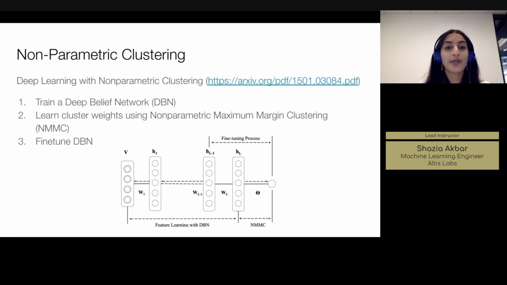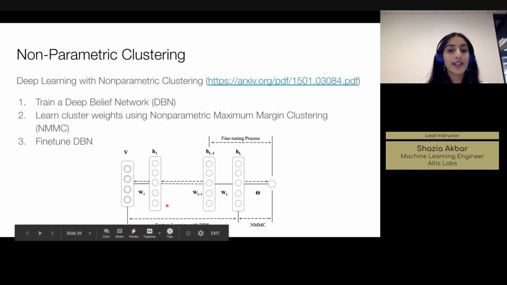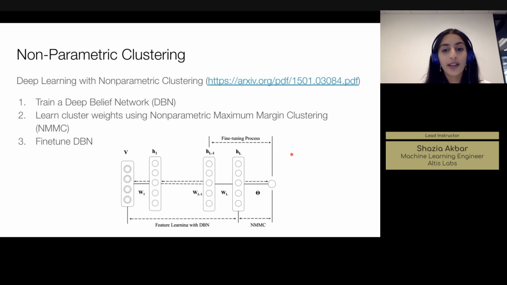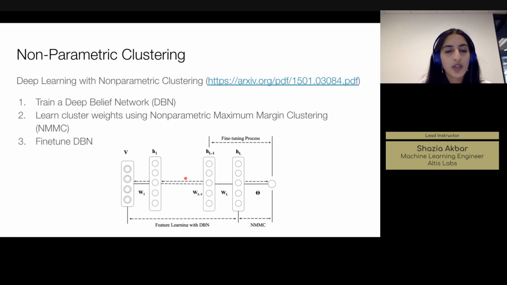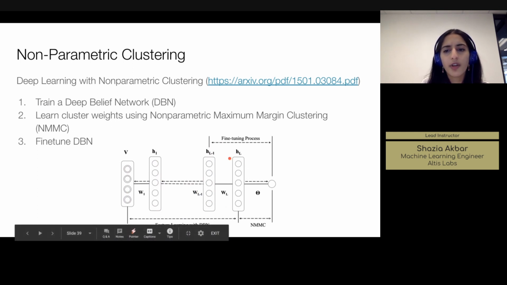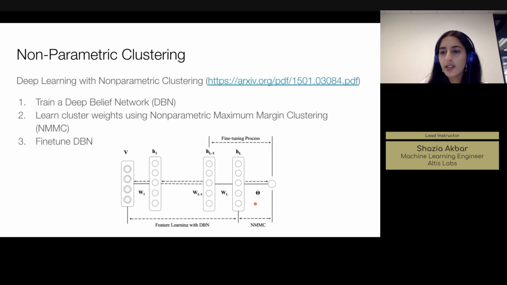I was only able to find one, actually, and the link is shown here. It's based on deep belief networks, as shown here. They learn a deep belief network, so you still have a layer-by-layer architecture with hidden layers as in a traditional neural net. Then they switch that off for a while and do this non-parametric maximum margin clustering.